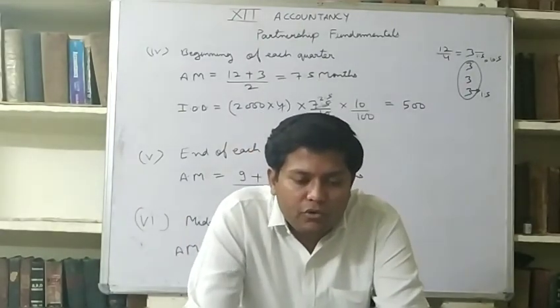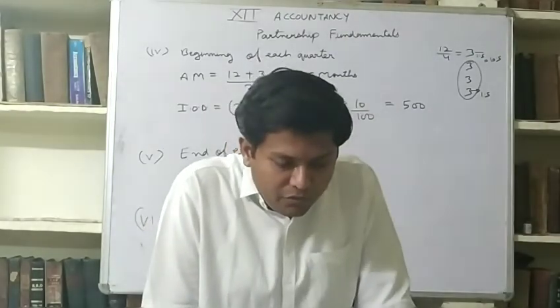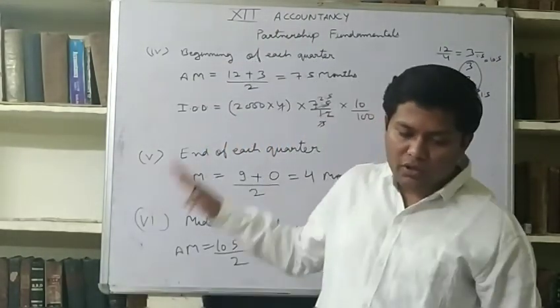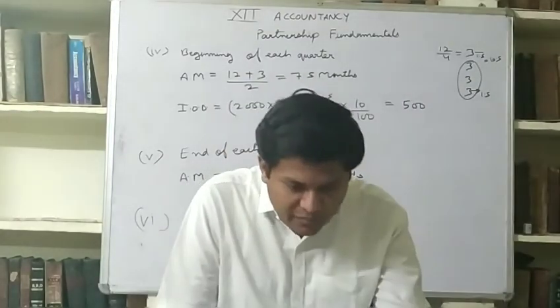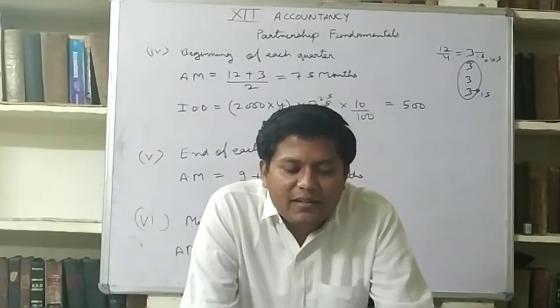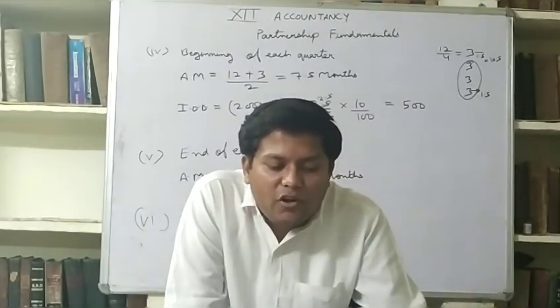So that is enough for today. Now you have to do homework. Question number 6 I have given you. Question number 7 is your homework. Question number 7 is based on this only. All these 6 formulas will be used. First is beginning of each quarter, second is end of each quarter, third is middle of the quarter, fourth is beginning of every month, and fifth is end of every month.